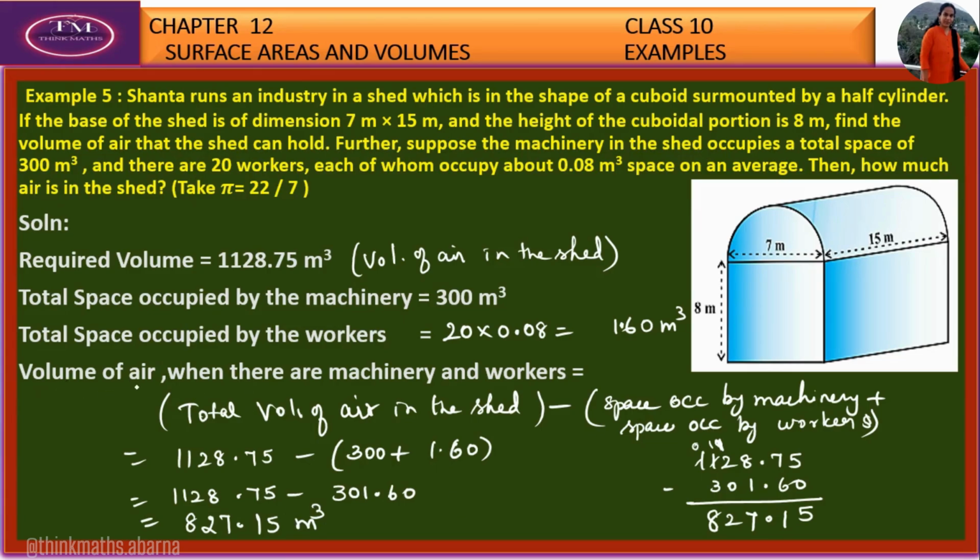So the volume of air when there are machinery and workers in this shed is 827.15 meter cube. Okay, children, I hope you can understand this example 5. Moving on to the next example.